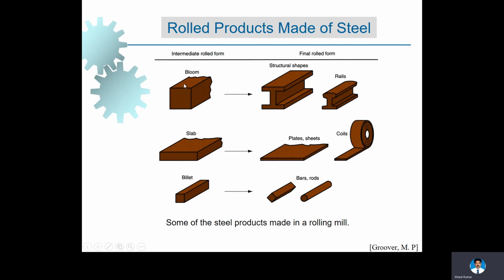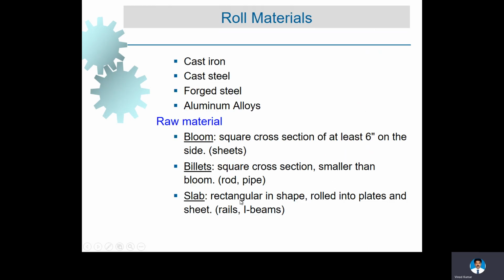As you can see here, these are the incoming raw materials like bloom, slab, billets. They are converted into structural shapes like I-beams used for rails, plates and coils, billets, bars and rods, etc. These are the parts produced from a rolling mill. So what are the roll materials which are used?